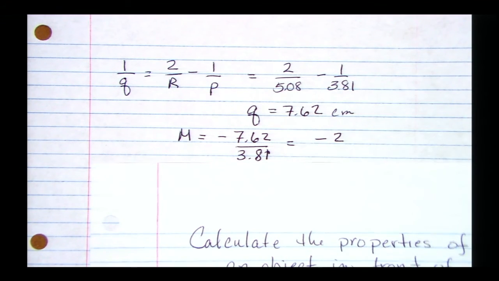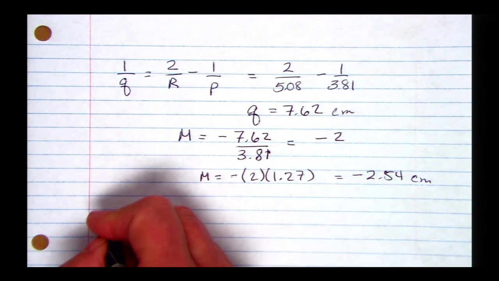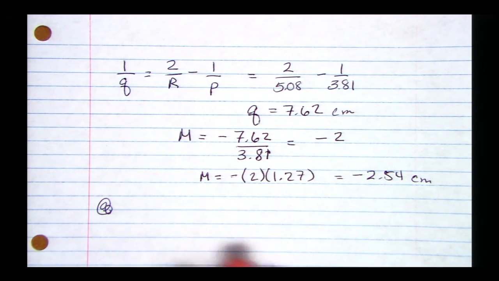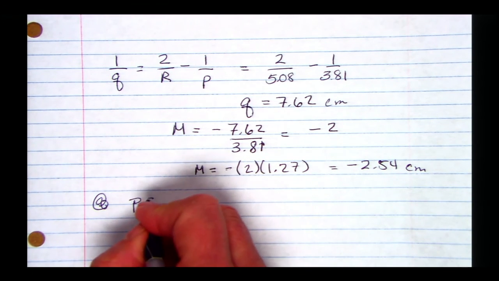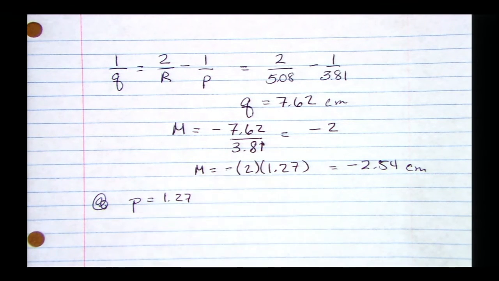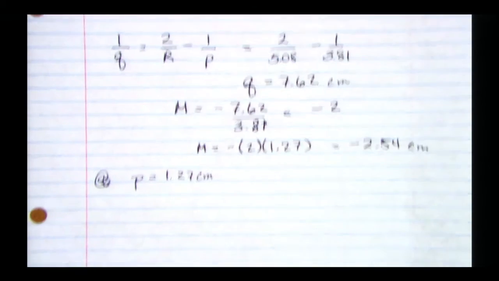Now let's do one where it's inside the focal point. So P is now 1.27 centimeters. Still do the same calculations. I get Q, I get 2 divided by 5.08 minus 1.27.